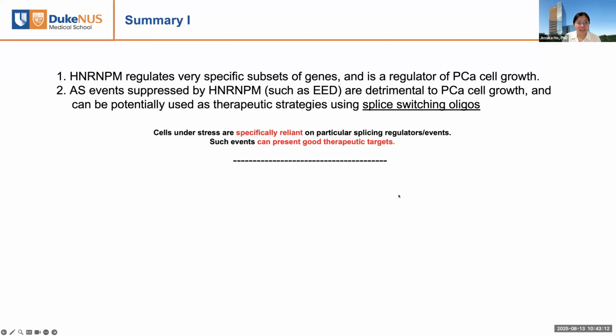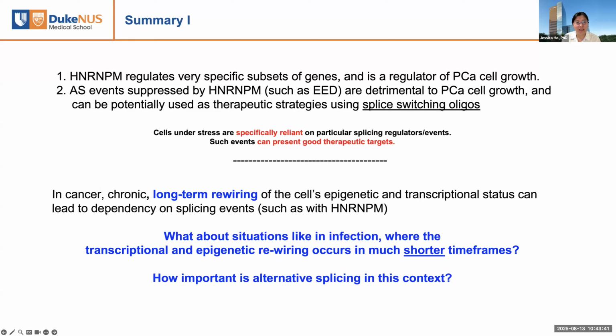And I think this basically comes back to our initial hypothesis, that cells under stress can be specifically reliant on particular splicing regulators or events, and such events can present good therapeutic targets downstream. So how does this link back to infection? In the context of cancer, there's a very chronic, long-term rewiring of the cell's epigenetic and transcriptional status, and that could potentially explain why splicing factors like HNRPM become weak points for cancer cells in the long term.